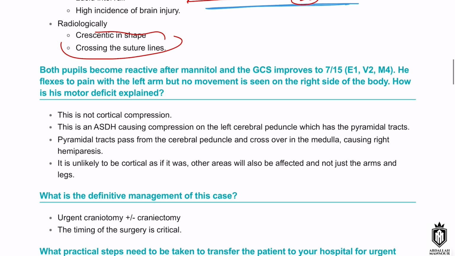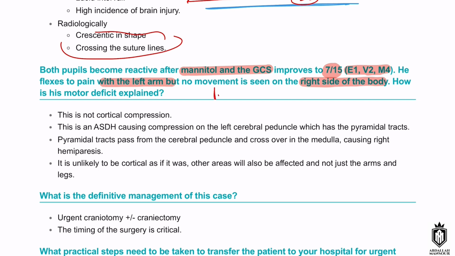Okay, so in this patient, both pupils started to be reactive after mannitol. GCS improved to 7, E1, V2, M4, and he flexes to pain with the left arm, but no movement is seen on the right side of the body. How is his motor deficit explained?